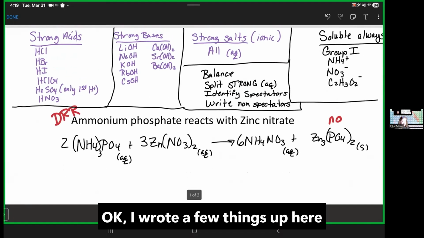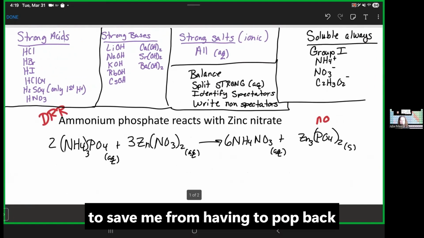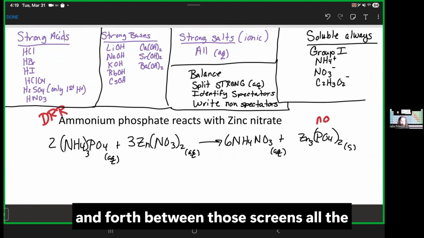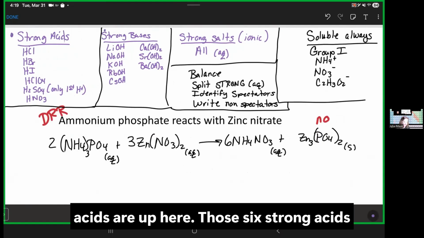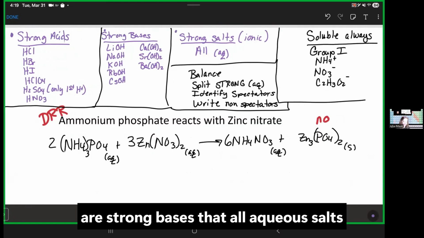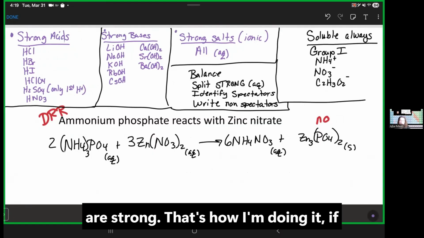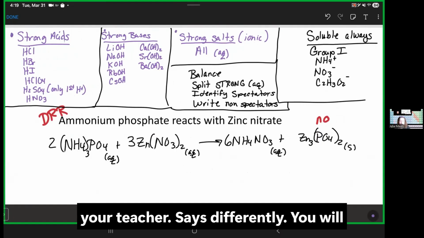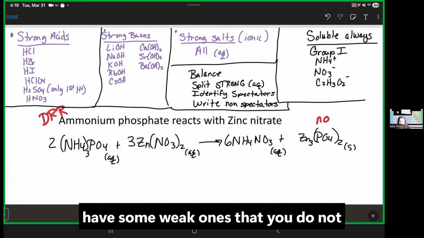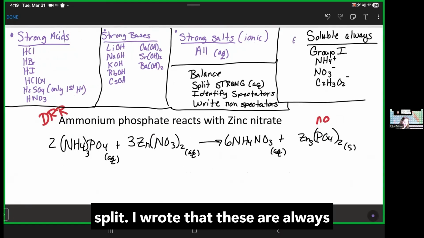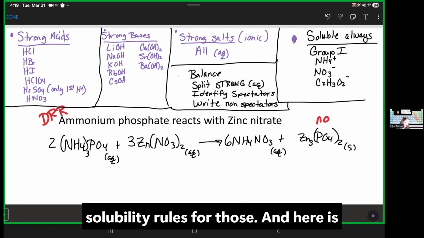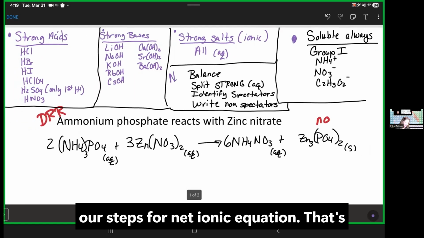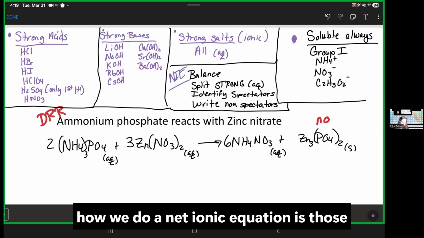Okay, I wrote a few things up here to save me from having to pop back and forth between those screens all the time. So I wrote down what our strong acids are up here. Those 6 strong acids, strong bases, and that all aqueous salts are strong. That's how I'm doing it. If your teacher says differently, you will have some weak ones that you do not split. I wrote that these are always soluble. We don't need to look at our solubility rules for those. And here's our steps for net ionic equation. That's how we do a net ionic equation, those steps.